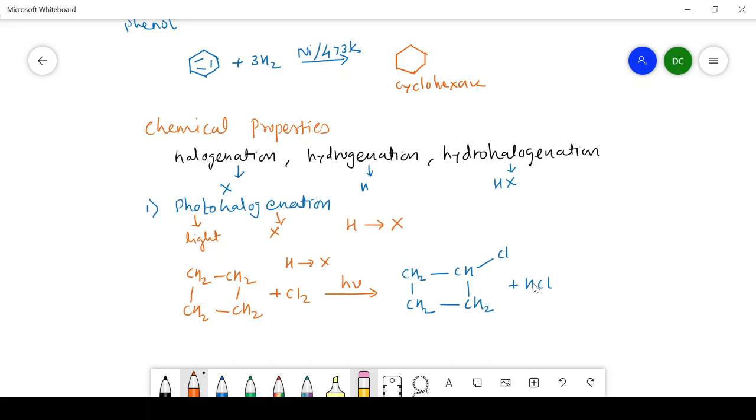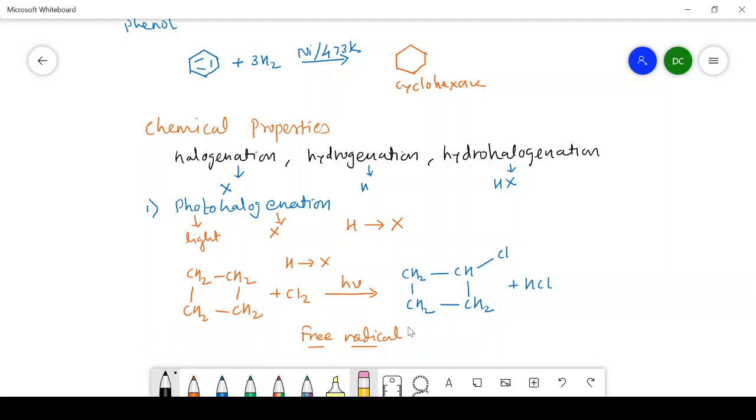Therefore, it is a substitution reaction, and this reaction occurs through a free radical pathway. In this reaction, a free radical mechanism is followed and one hydrogen is replaced by halogen.